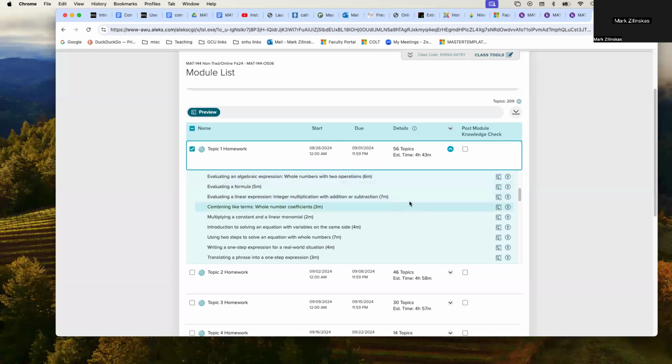Now, I don't have the ability to edit these, and they're set up before I get the course. So we're just going to go through them as they are designed by GCU and in particular the math department. I just want to point out that you're going to have 56 topics to go through. There's an estimated time, and this was again designated by GCU.